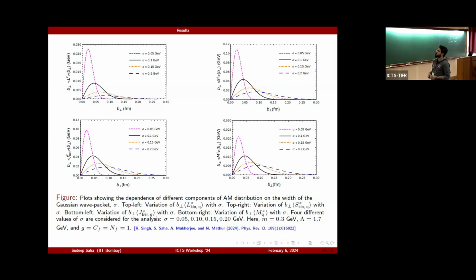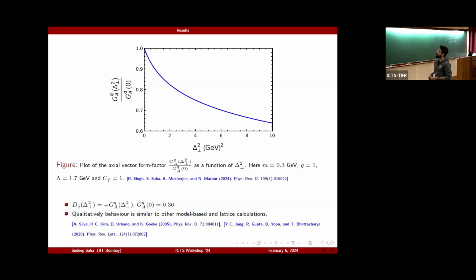And this is the plot for the axial vector form factor as a function of the square of the momentum transfer, and this behavior is similar to other model based and lattice calculations.